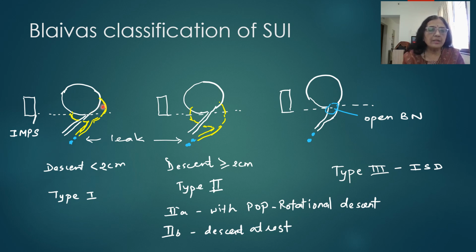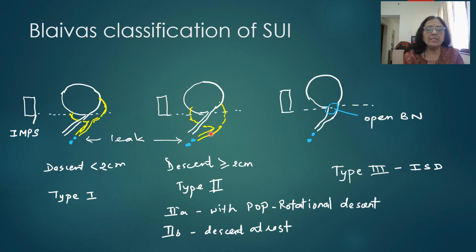But with straining, there is a downward shift of this bladder base. So descent of the bladder base is there with straining, but the descent is less than 2 centimeters. And with this descent, there is a leak, involuntary passage of urine. Then it is a type 1 SUI. What is type 2 is the descent is greater than or equal to 2 centimeters. Where if it is associated with pelvic organ prolapse with a rotational descent, it is 2A. And 2B is when there is absence of pelvic organ prolapse, but there is a significant descent which is seen even at rest. Then it is 2B.